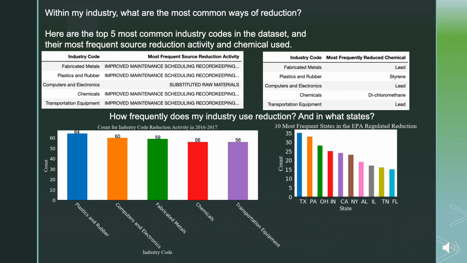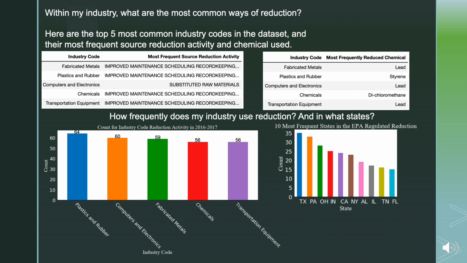As a facility manager, I want to know within my industry what are the most common ways of reduction, and should I start to do it? Here are the top 5 most common industry codes in the dataset and their most frequent source reduction activity and chemical used. From here you can see in your industry code what the most frequent source is. For the top 5 industry codes listed, they all, except one, used improved maintenance scheduling record keeping. And for the top industry code and the top chemical, it was lead, styrene, lead, dichloromethane, and lead.